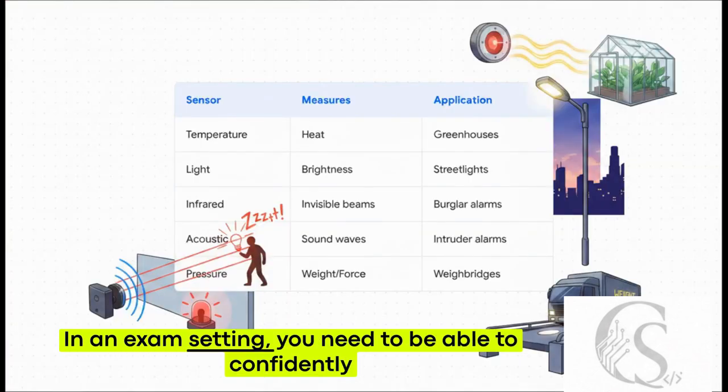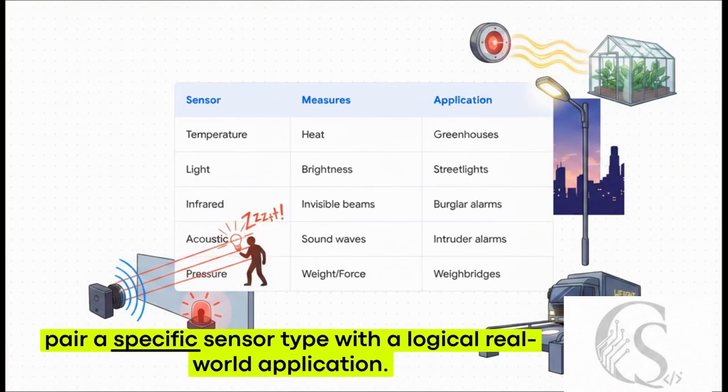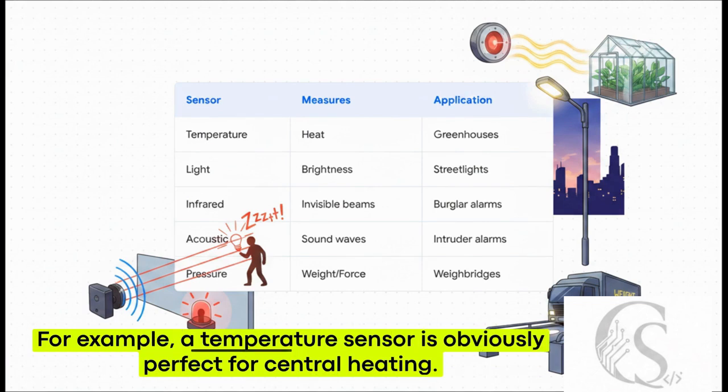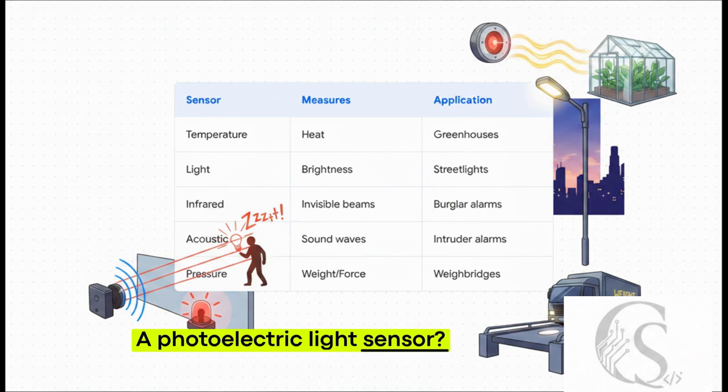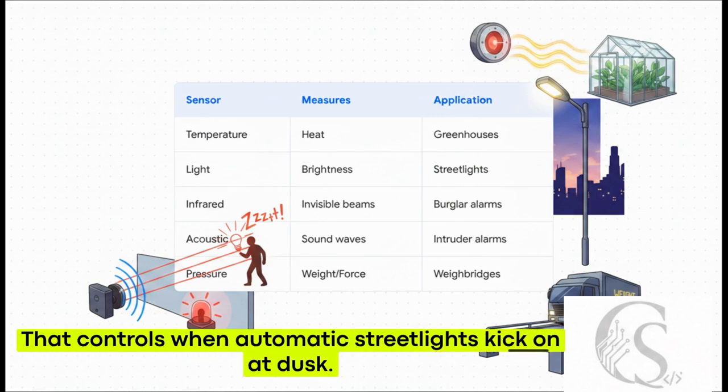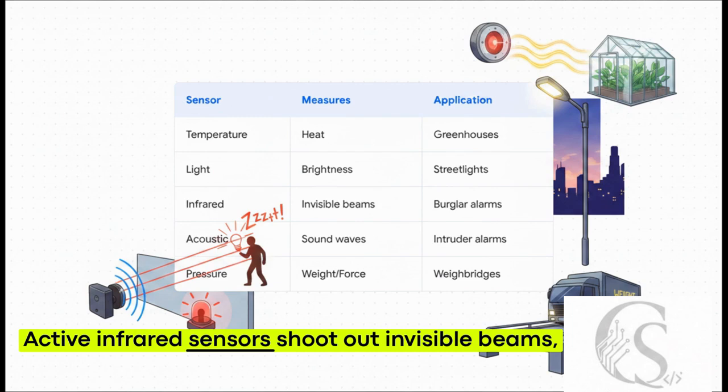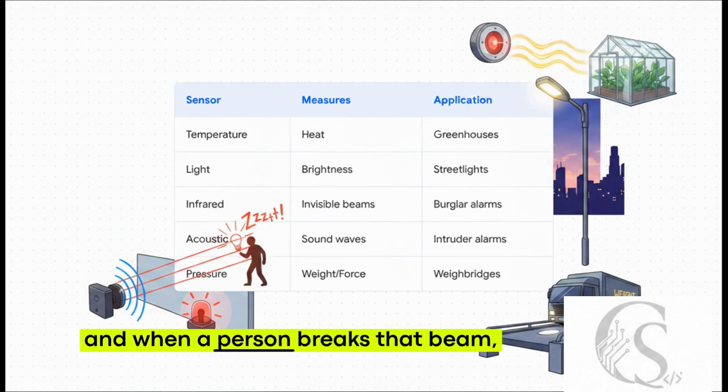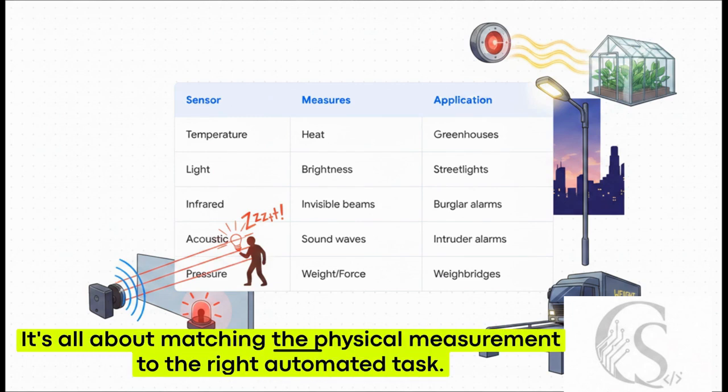In an exam setting, you need to be able to confidently pair a specific sensor type with a logical real-world application. For example, a temperature sensor is obviously perfect for central heating. A photoelectric light sensor controls when automatic streetlights kick on at dusk. Active infrared sensors shoot out invisible beams, and when a person breaks that beam, bam, it triggers a security alarm. It's all about matching the physical measurement to the right automated task.